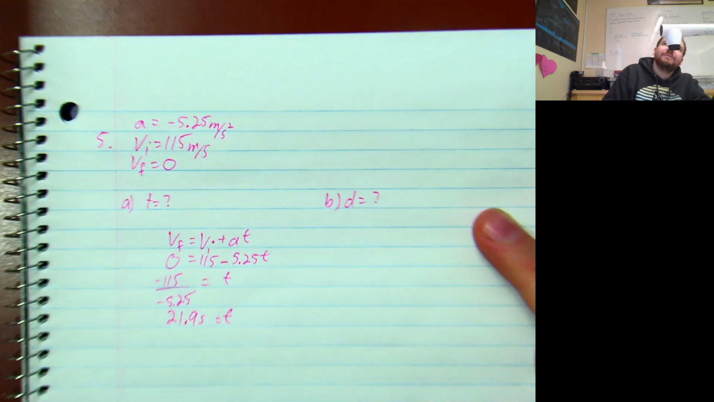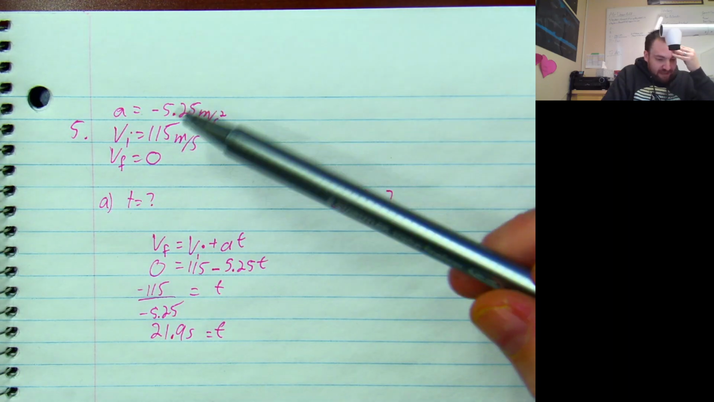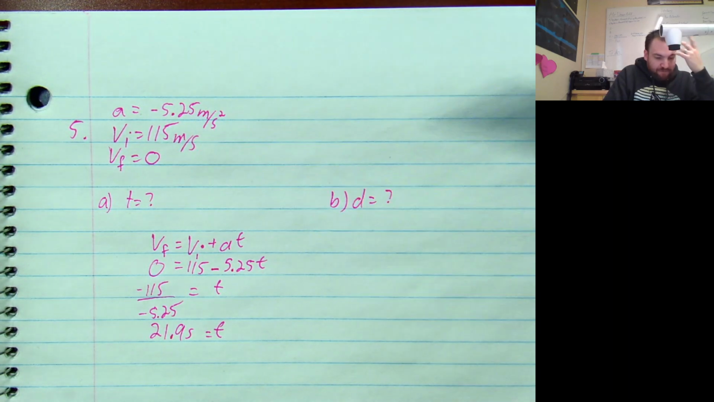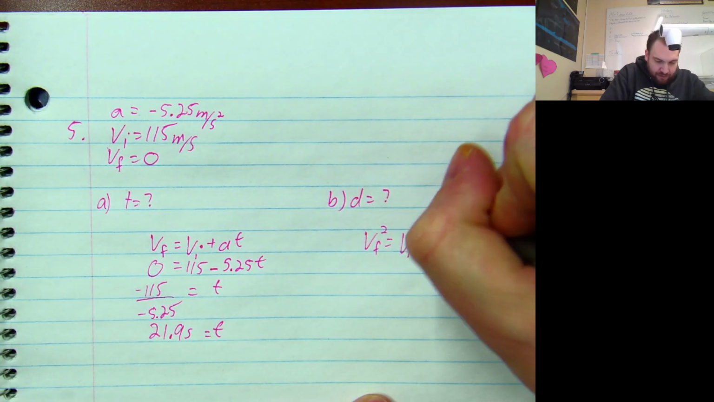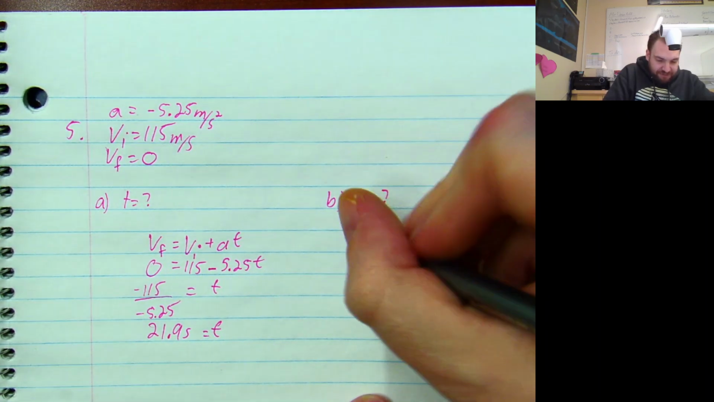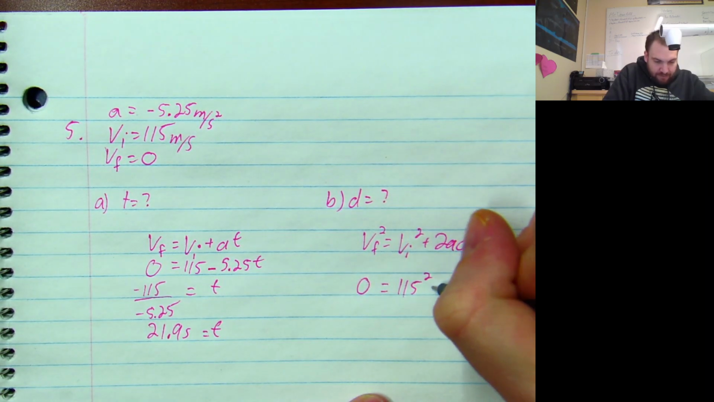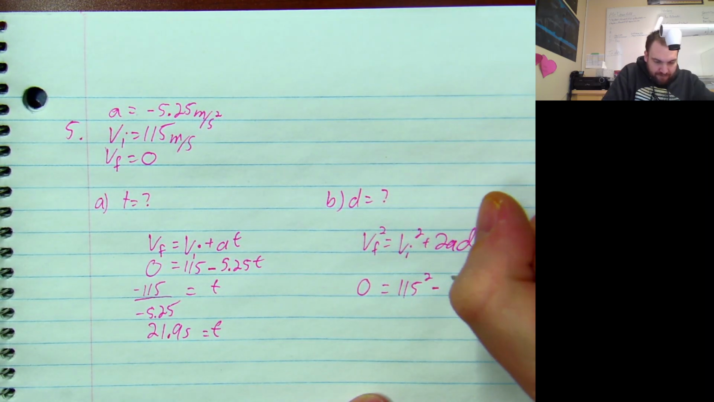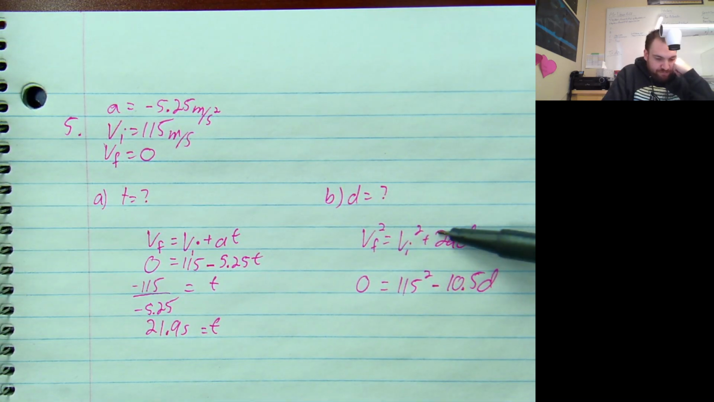I should zoom this in so it's easy to read. So, I still have VI, VF, and A. Now I want to find D, so I'm going to use the other one. VF squared equals VI squared plus 2AD. VF is still 0. This is going to equal 115 squared minus 10.5D. I'm just doing the multiplication here already. 5.25 times 2 is 10.5, and it's negative.